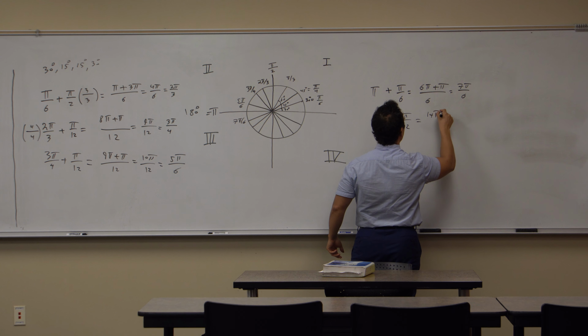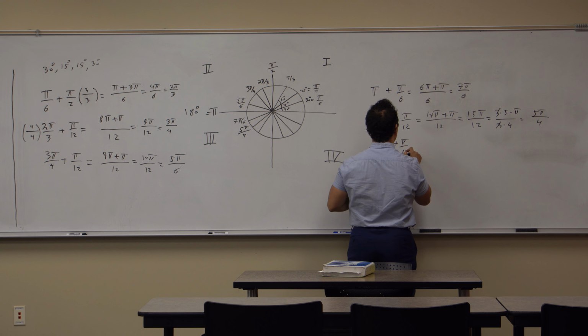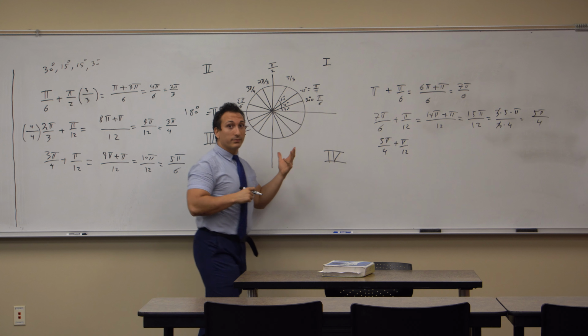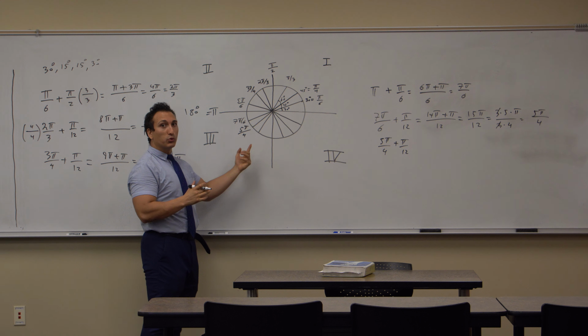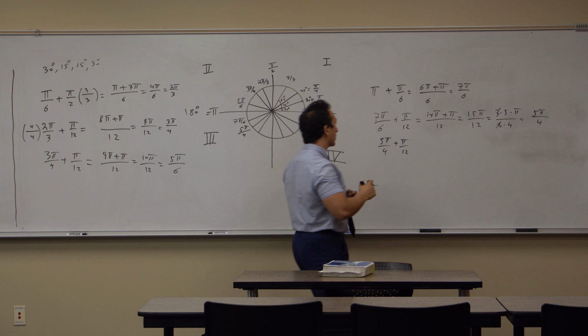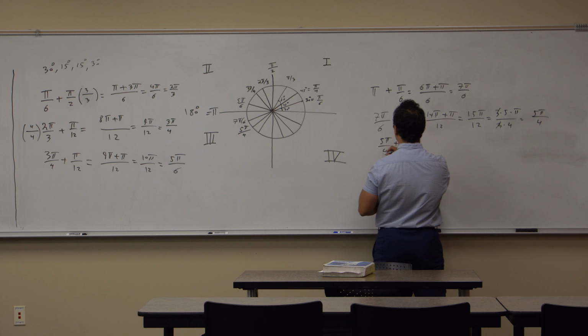30, 15, 15, 30. So we've added the first 15. Let's add the second 15. It's another pi over 12 addition. By now, you should have realized that adding angles is what's causing us to move. This is what is causing us to rotate. So we're rotating another 15 degrees on the circle.